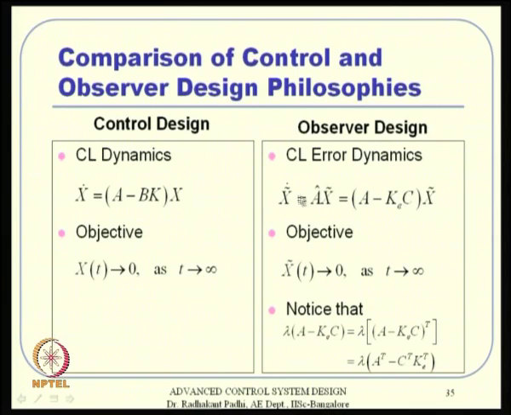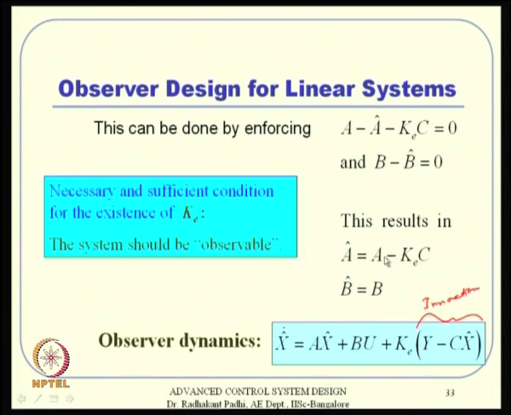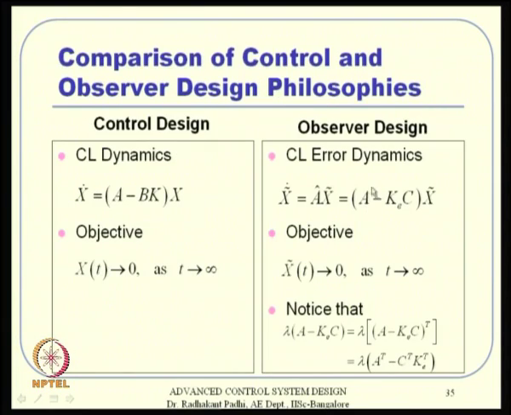This x tilde dot is now A hat x tilde, remember only this part is left out, and A hat is nothing but A minus K E C. So, what I am left with is A minus K E C. That is my error dynamics.